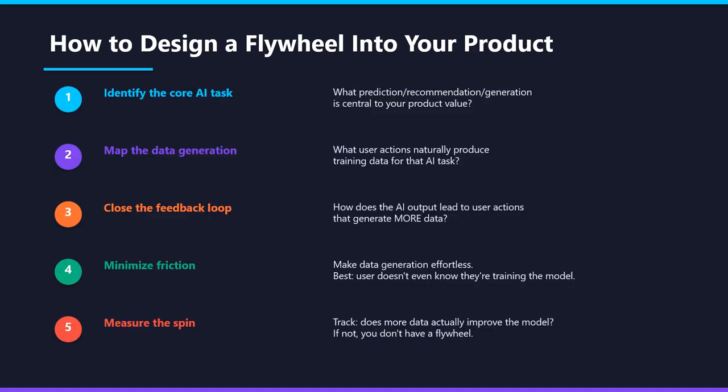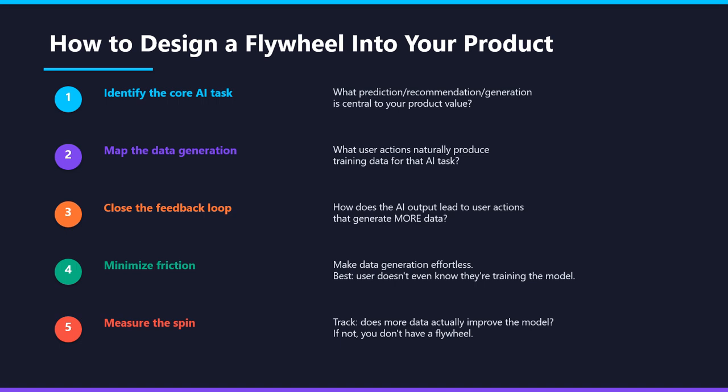Now, the practical part: how do you design a flywheel into your product? The 5 steps. Step 1: identify the core AI task. What prediction, recommendation, or generation is central to your product's value? For Spotify, it's predict what song this user wants to hear next. For Waze, it's predict the fastest route right now. So be specific.